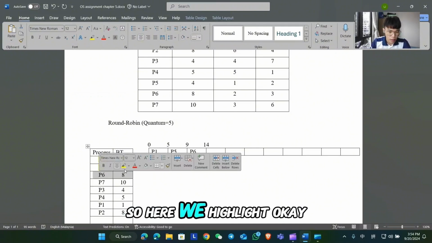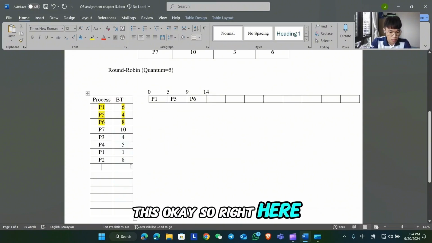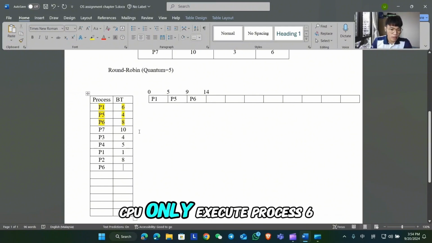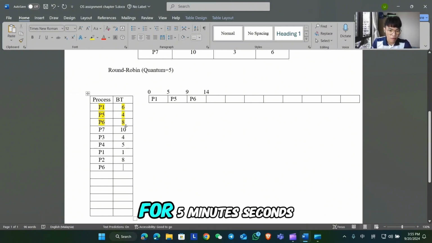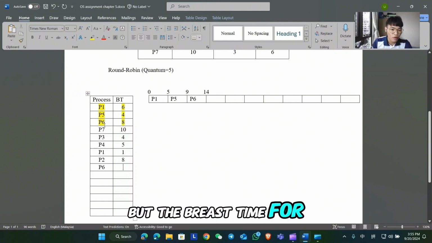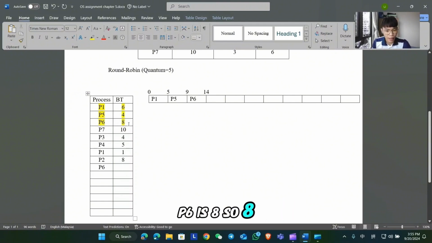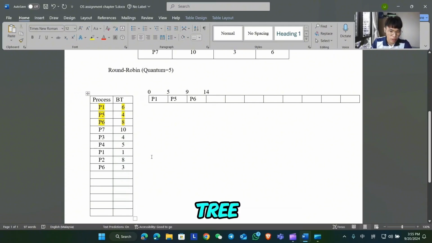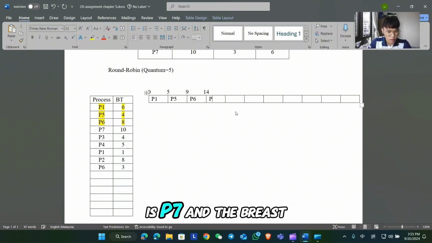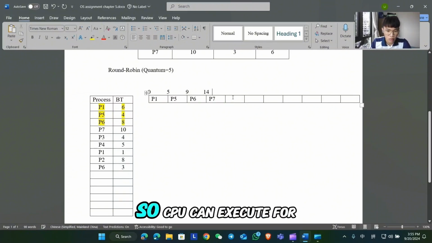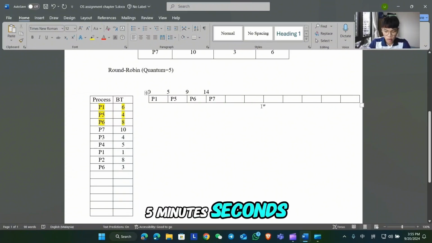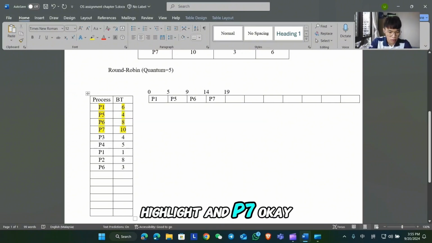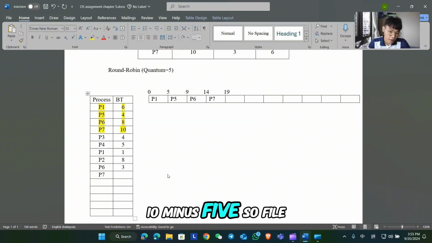Here we highlight. Then we have to write down P6 again, because the CPU only executes process 6 for 5 milliseconds, but the burst time for P6 is 8. So 8 minus 5, 3 left. Here we write down 3. We continue with P7, and the burst time is 10. The CPU can execute for 5 milliseconds, so here is 19. We also highlight, and for P7, 10 minus 5, so 5 left.